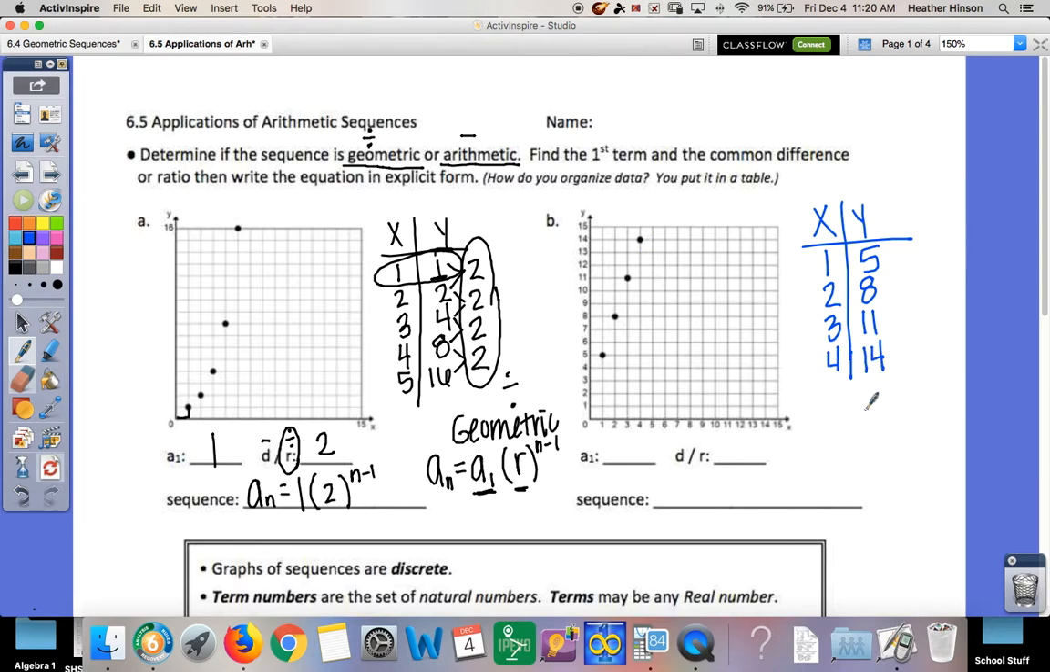And then what do you think this one's going to do? Is it going to subtract up or is it going to divide up? Well, we can try subtraction. 14 minus 11 is 3. 11 minus 8 is 3. And 8 minus 5 is 3. So we got the same thing when we subtracted. So this is going to be arithmetic.